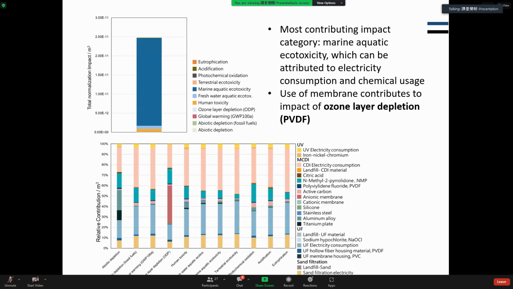Okay. And then we also studied the overall impacts. We know that the most contributing impact is still marine ecotoxicity, which can be attributed to the electricity consumption, as well as chemical use, such as NMP or other chemicals. The use of membranes also contributed to the impact of ozone layer depletion. If you can see the yellow color right here, it actually comes from the membrane used in the system.